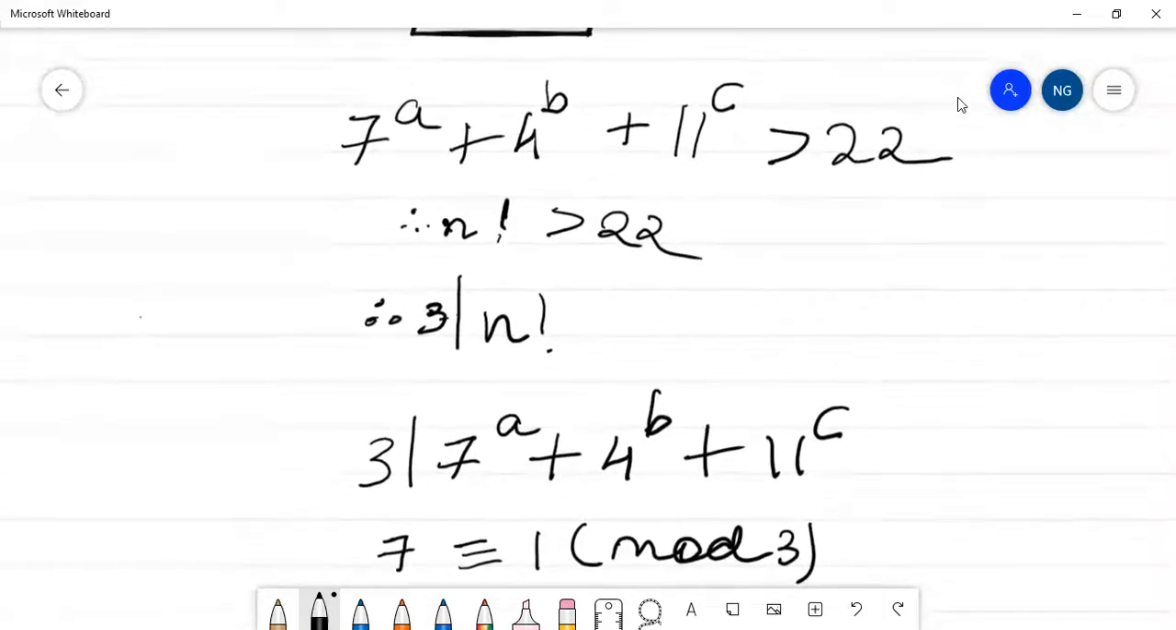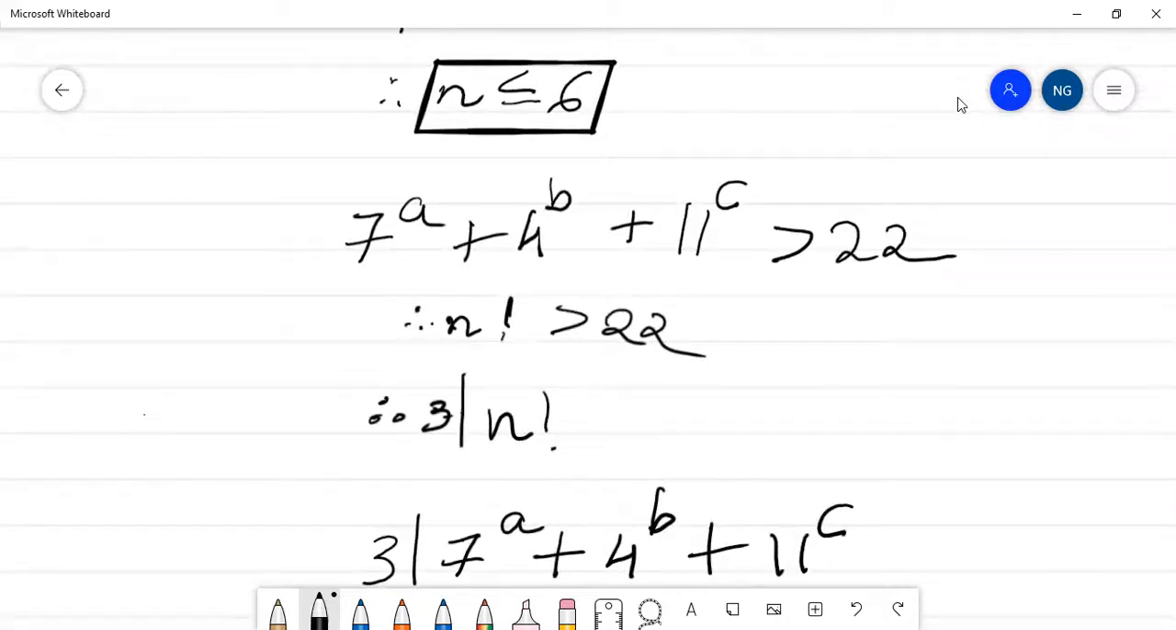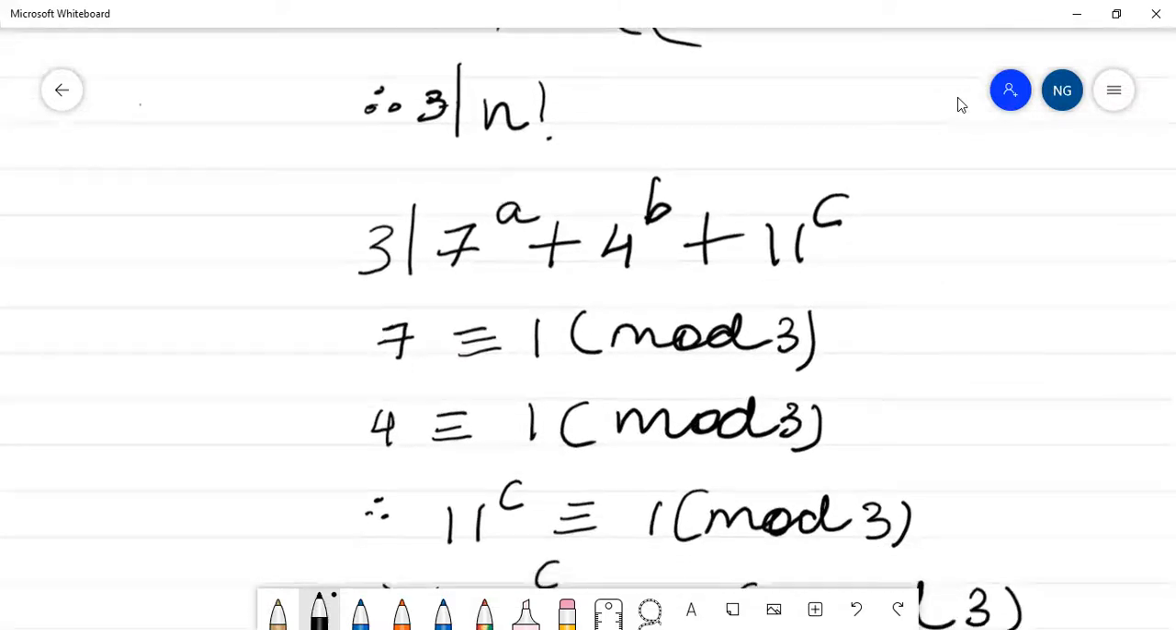We also know that 7 raised to a plus 4 raised to b plus 11 raised to c is greater than 22, as a, b, c are natural numbers. So it is greater than 7 plus 4 plus 11, which is 22. Therefore, n factorial will be greater than 22, which means 3 divides n factorial, which means 3 divides 7 raised to a plus 4 raised to b plus 11 raised to c.